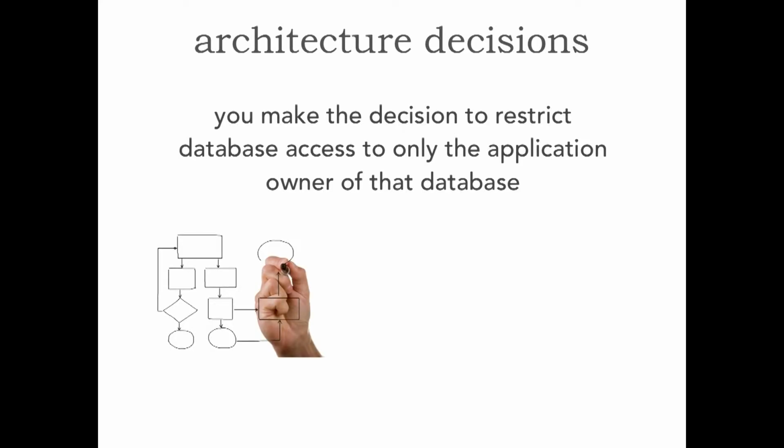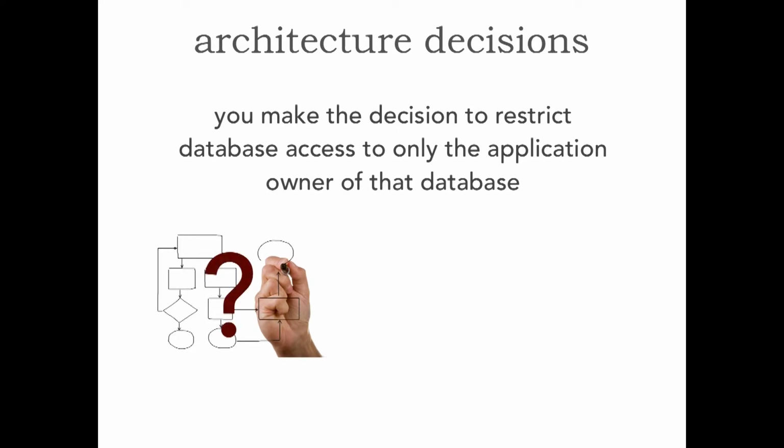You make the decision to restrict database access to only the application owner of that database. In other words, what we're talking about here are application silos. Let's say we have three applications, A, B, and C, and each has its own database. If application C needs information from application A, it just can't connect to its database and grab that information. It actually has to ask application A for that information. And so that's really what this design decision is dictating.